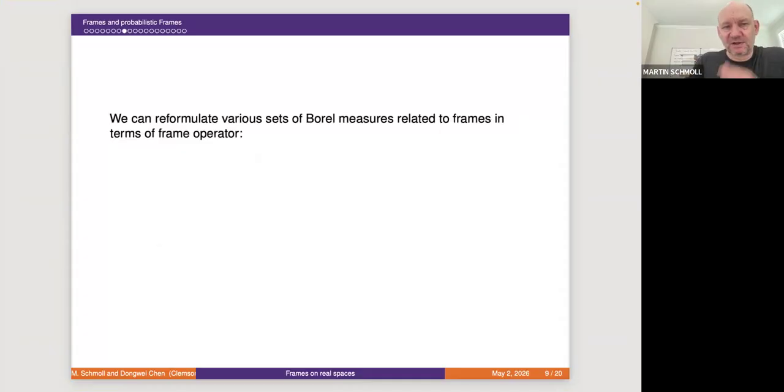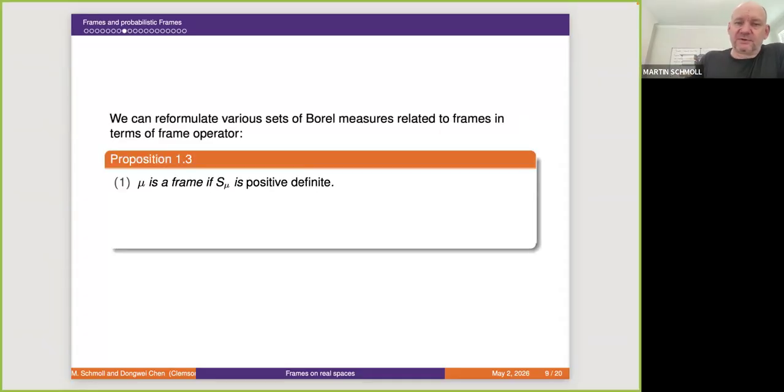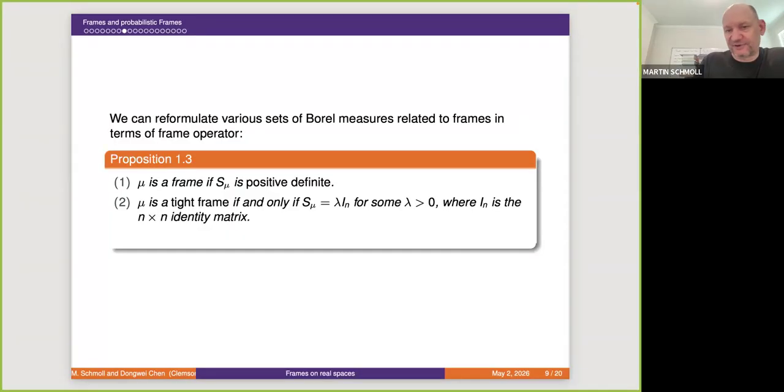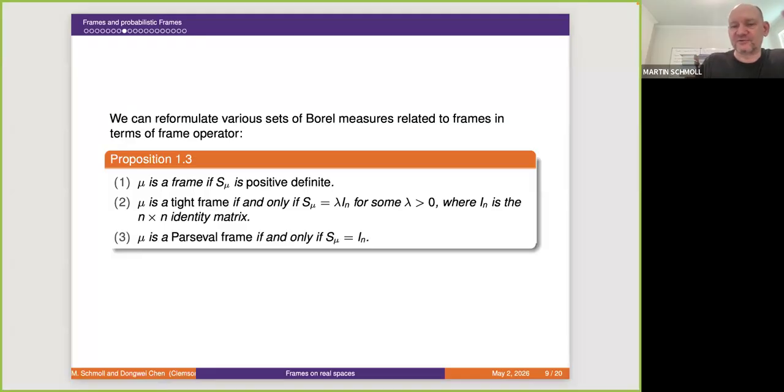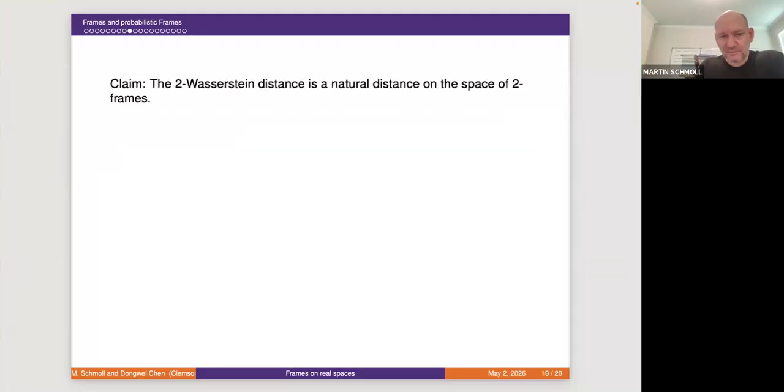So you can first of all say what a frame is. Because if you have a frame, then S_mu is positive definite. If you don't have a frame, it will not be positive definite. If it's a tight frame, this matrix is lambda times the identity with some lambda bigger than zero. And if you have a Parseval frame, if you remember, then this frame matrix is the identity.